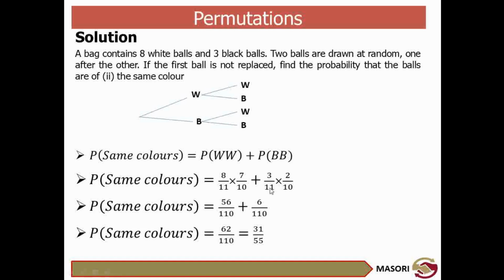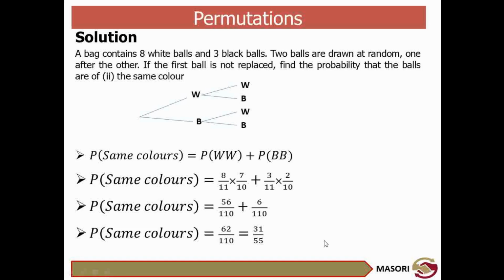And 3 over 11 times 2 over 10 will give us 6 over 110. If we sum up the two, we will have 62 over 110, and this will be equal to 31 over 55 in the lowest fraction.